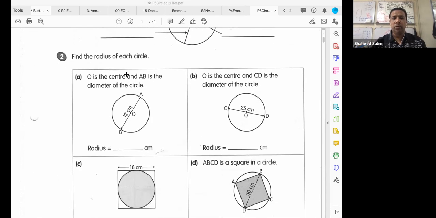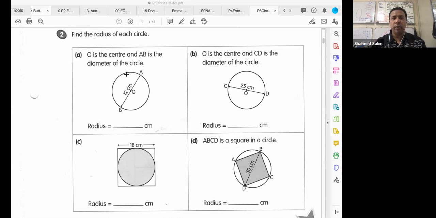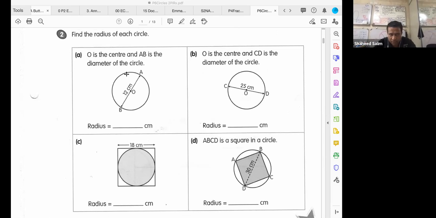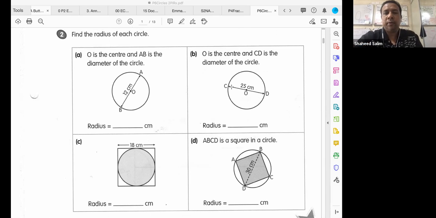So can you do question 2A, B, C, D now? You send me your answer once you are done, but be careful. You know what's radius, right? Radius, I repeat, is half the diameter. Okay, you try 2A, B, C, D. You can use a calculator, no problem.